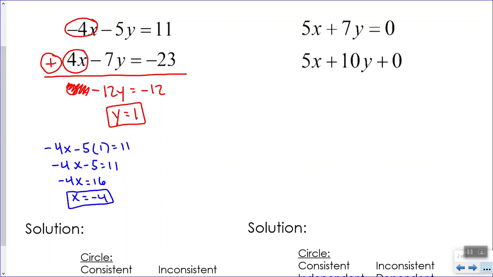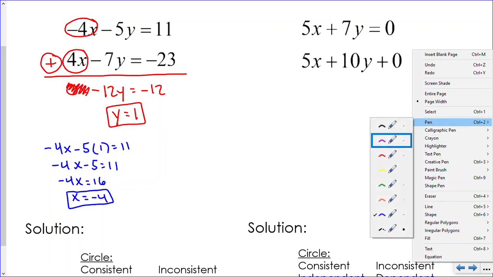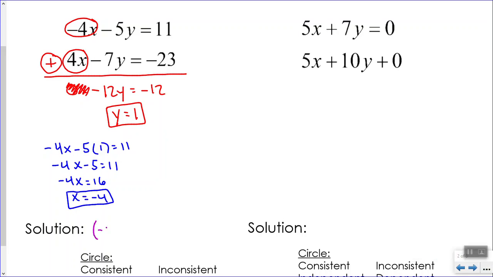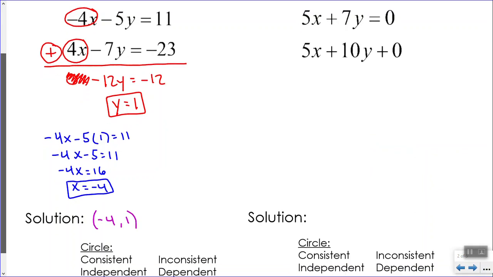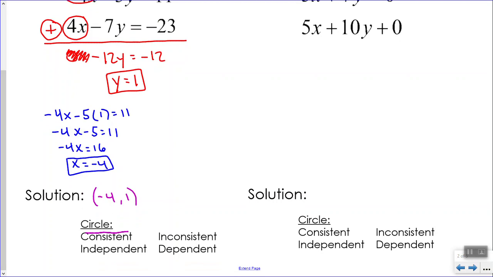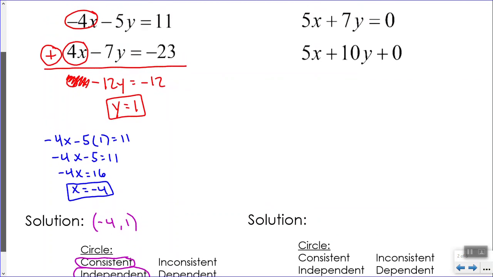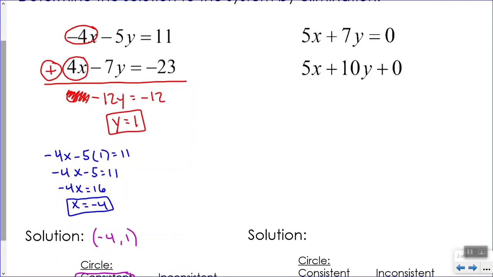And remember, for our solution, we're always going to write this as an ordered pair, x comma y. So we'll have negative 4, 1. Since we got a solution, this is a consistent system. And since we just have one solution, this is an independent system. Go ahead and pause the video and see if you can solve the second system here.